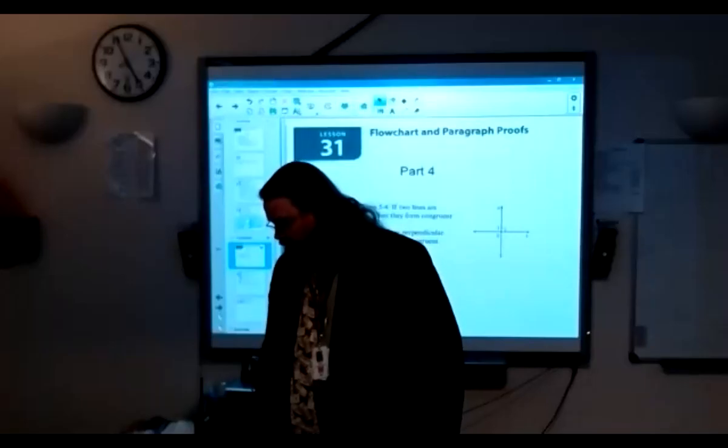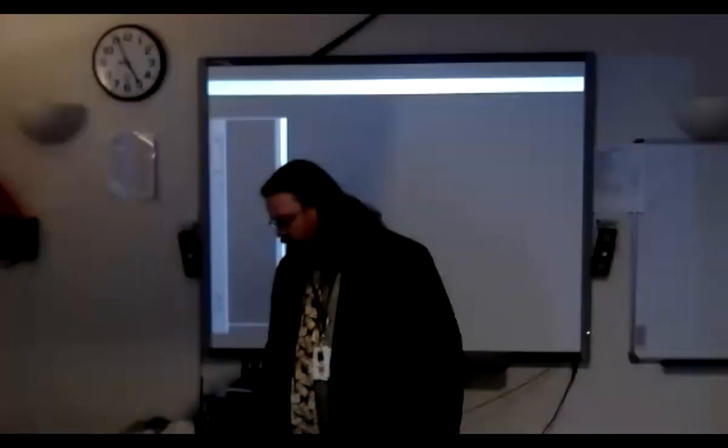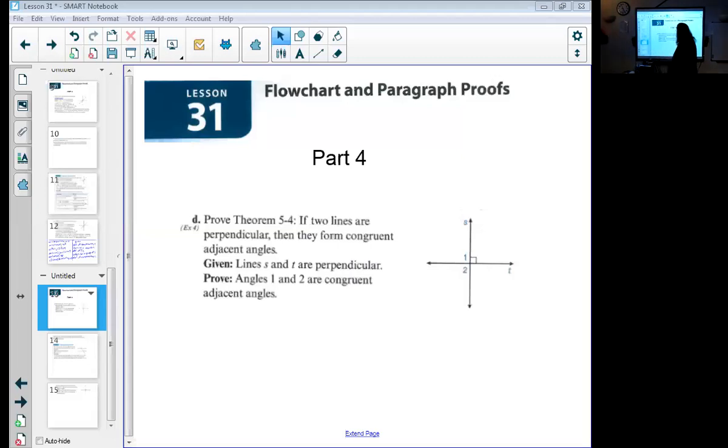Today we are talking about lesson 31, flowchart and paragraph proofs. This is part 4. Our question for part 4 is prove theorem 5-4. If two lines are perpendicular, then they form congruent adjacent angles. We are given that lines S and T are perpendicular. Angles 1 and 2 are congruent adjacent angles.